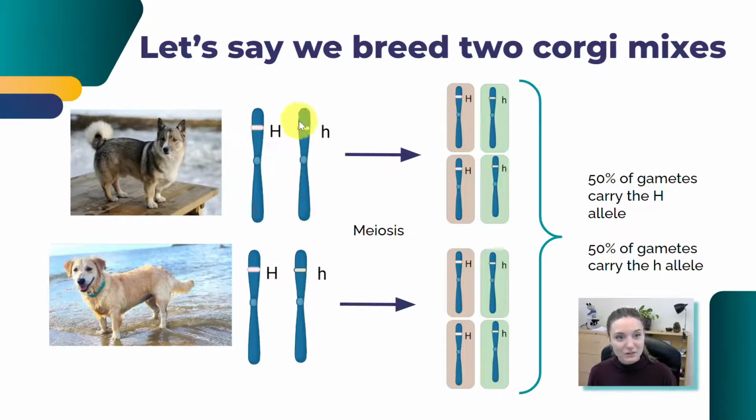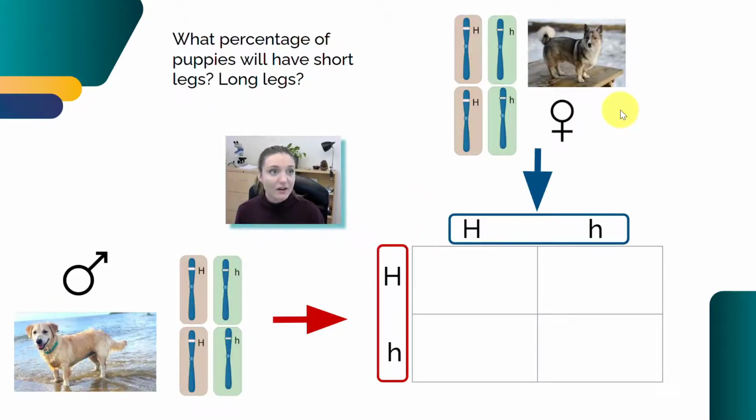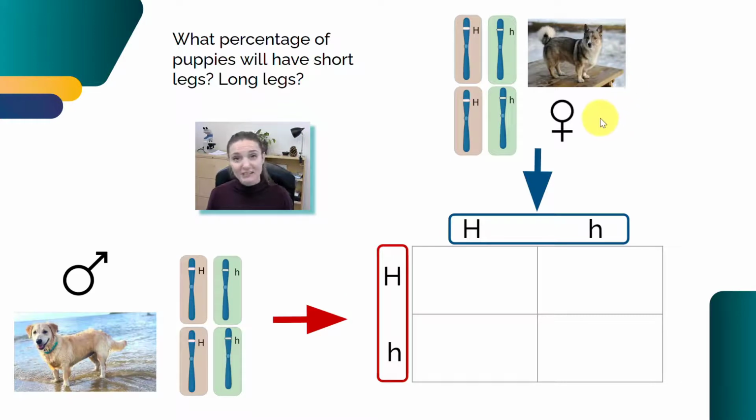So when these two go to make gametes, remember, half of their gametes will have that short leg allele, and half of their gametes will have that long leg allele. And let's say we're going to breed these together. How could we figure out what percentage of these puppies will have short legs or long legs, right? So this is where we do a Punnett square.